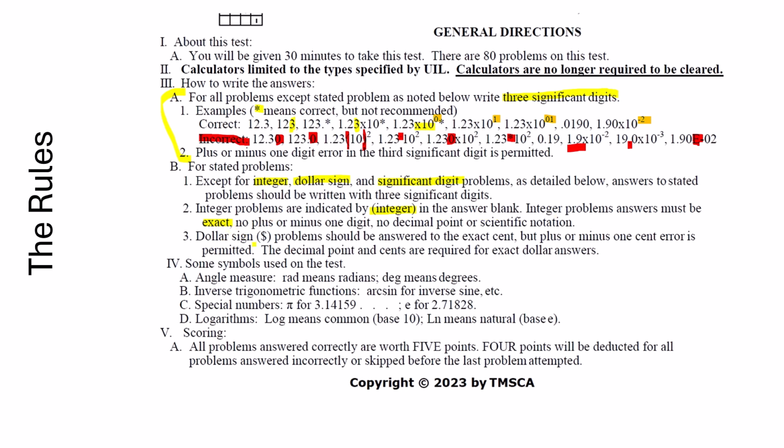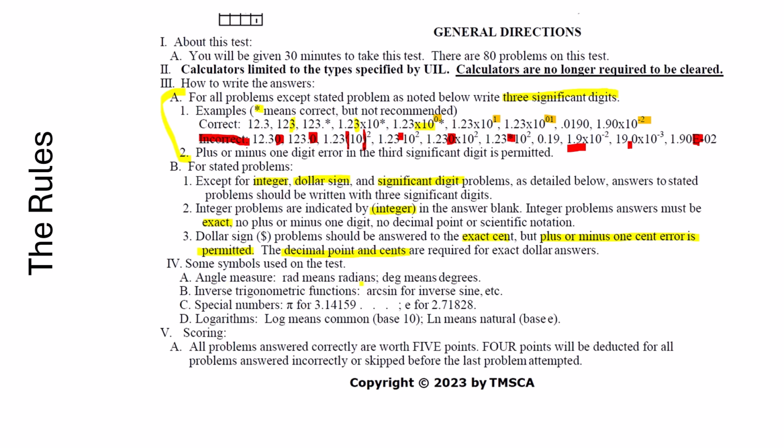All right. Dollar signs should be to the exact cent. Plus or minus 1 cent is permitted. All right. So you can be off by 1 penny on these. The decimal point and cents. So you need the point and the cents. So if the answer is $23, you must write 23.00.